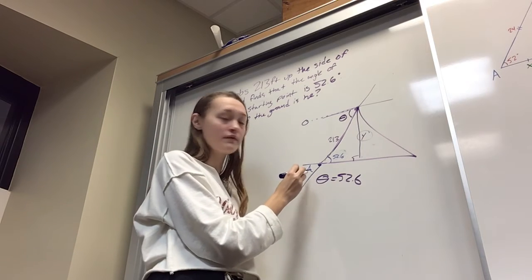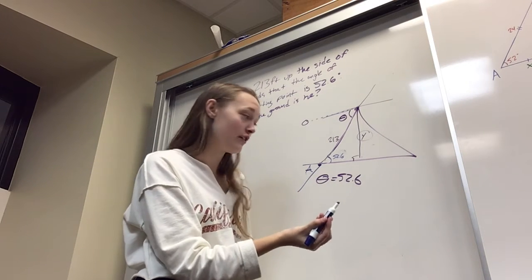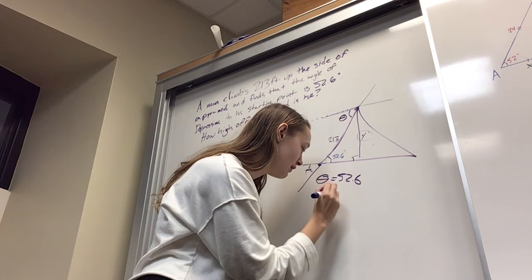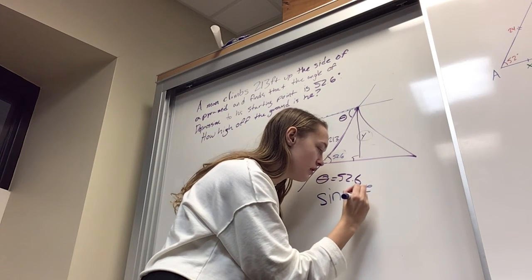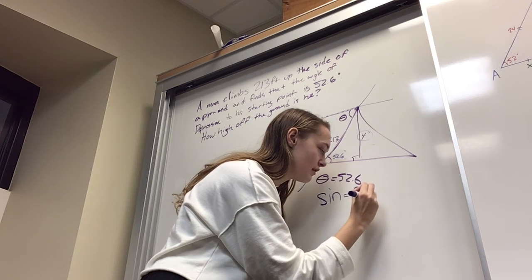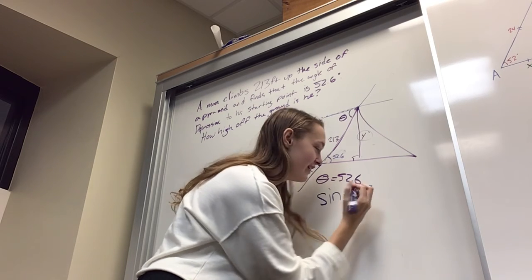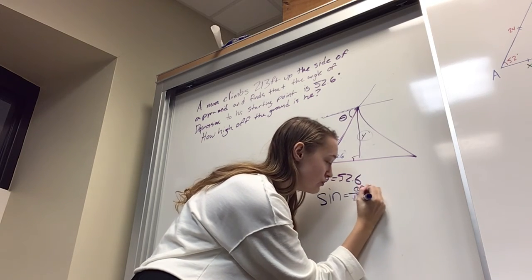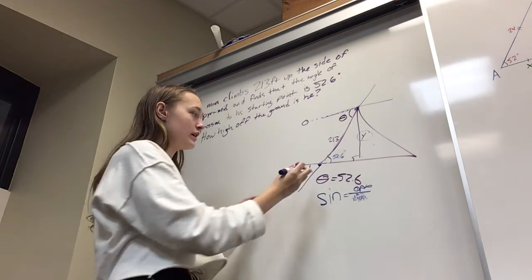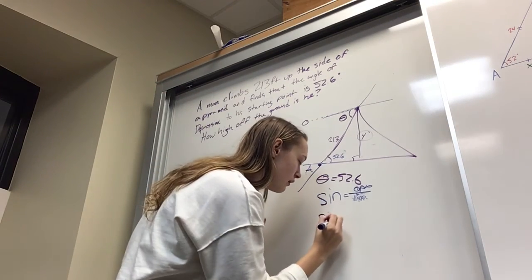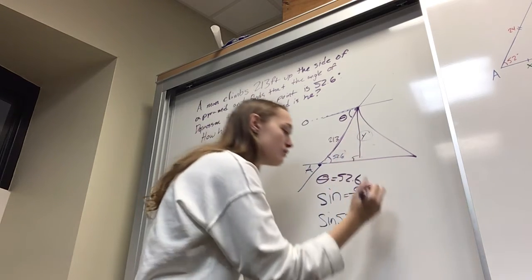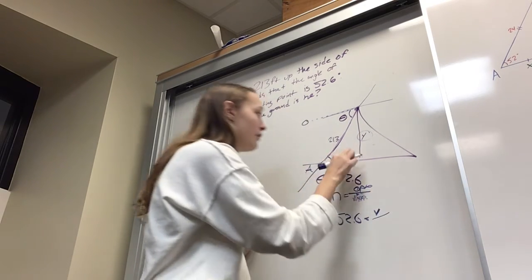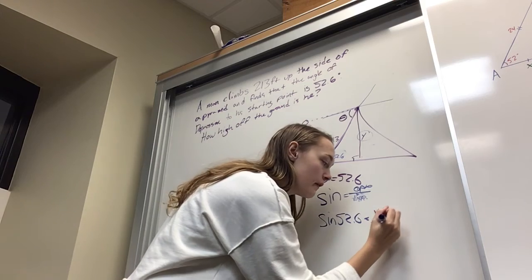If we take the sine of this angle down here, which I've decided to call angle A, we find that sine is opposite over hypotenuse. Oh god, I can't spell. Hypotenuse. So we can use sine of 52.6 equals opposite, which is y, over the hypotenuse, which is 213.